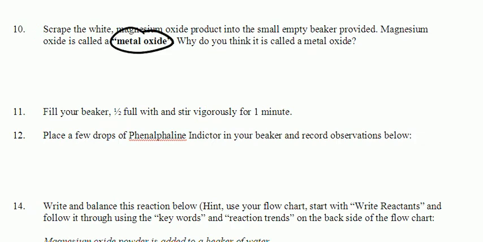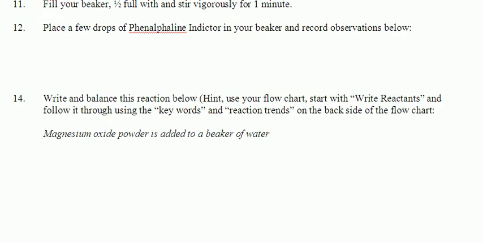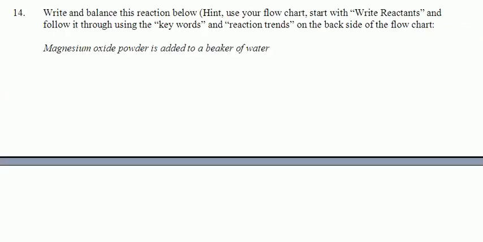Why do you think it's called a metal oxide? Well, Mg is a metal, and that's oxygen. Very simple. Mg is an alkaline earth metal, to be more specific. Should it turn pink here? Write and balance this reaction below.